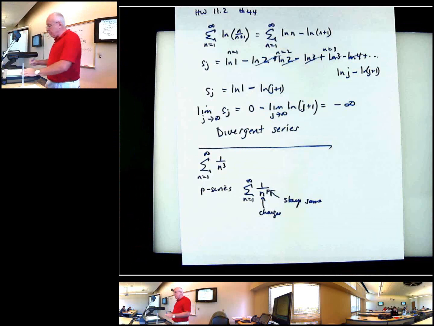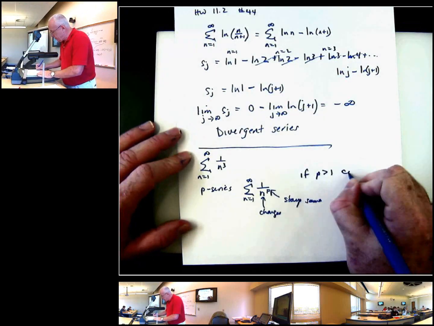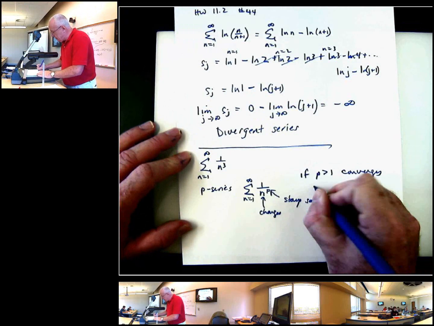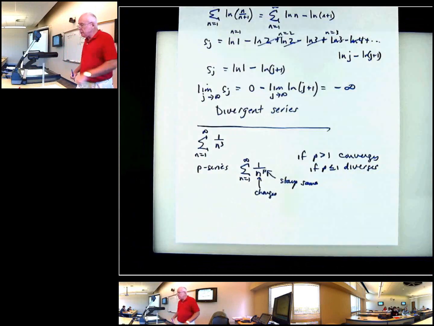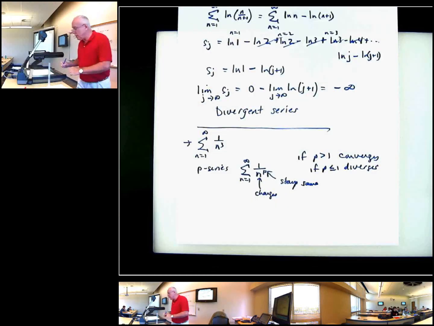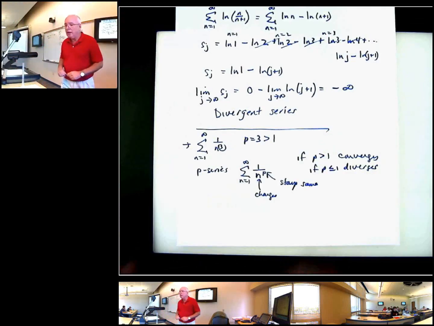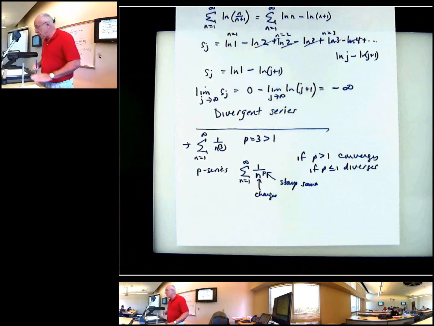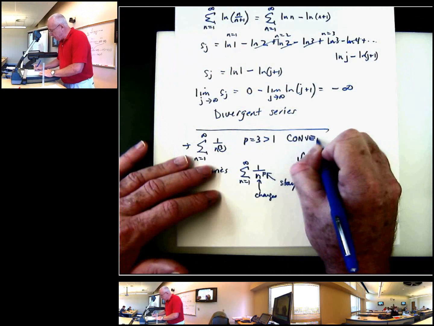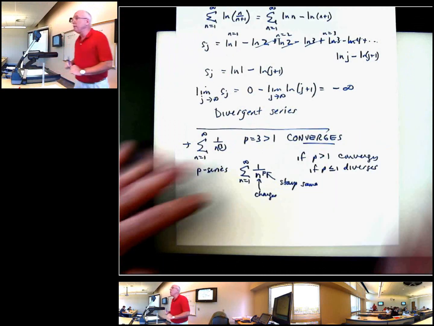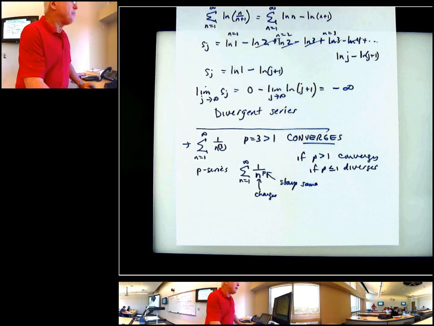We know that if the power p is greater than 1, it converges, and if p is less than or equal to 1, it diverges. So in this problem, our p is 3, which is bigger than 1, and I mistakenly said that therefore it diverges, and it doesn't. It converges because p is bigger than 1. I wanted to make sure that I didn't lead anybody on the wrong path there.